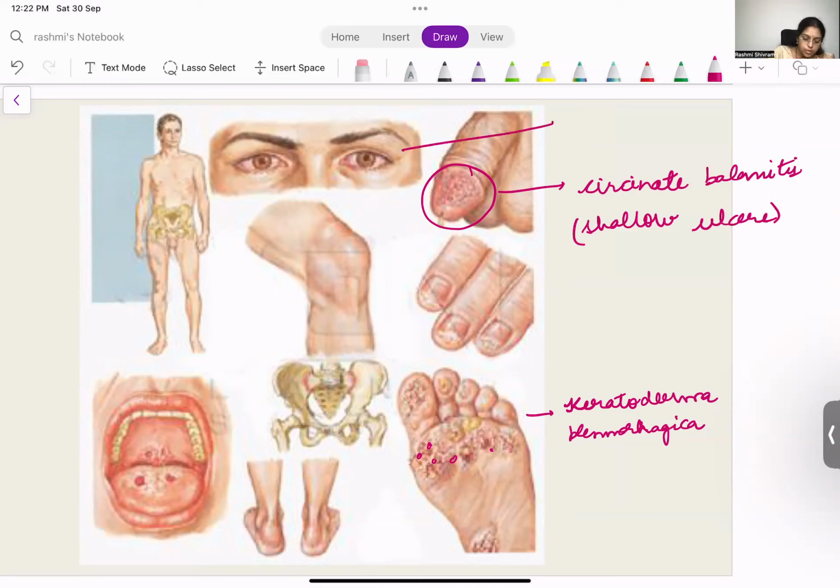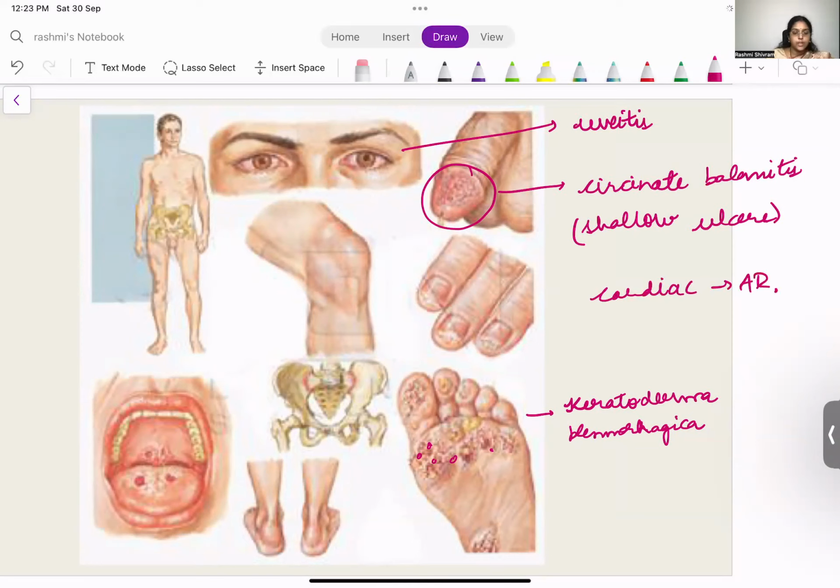Again, ocular involvement: what will you have? You will have uveitis. Uveitis we also saw in ankylosing spondylitis, where acute anterior uveitis can be the first manifestation of the patient developing ankylosing spondylitis. So this is very, very important. In cardiac involvement, again, you will have aortic regurgitation.